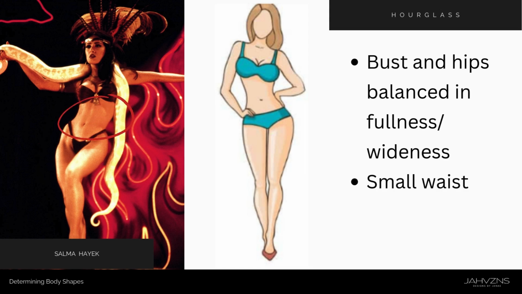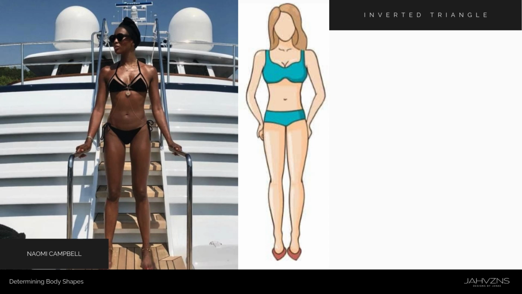Hourglass women are known for their tiny waist. The smaller the waist, the more hourglass she appears. Not all hourglass waistlines are made the same. As long as it's noticeably smaller than the shoulders and the hips, and she has a full bust, she will be considered hourglass. On to the inverted triangle with icon Naomi Campbell.